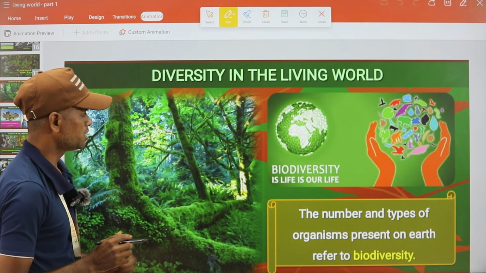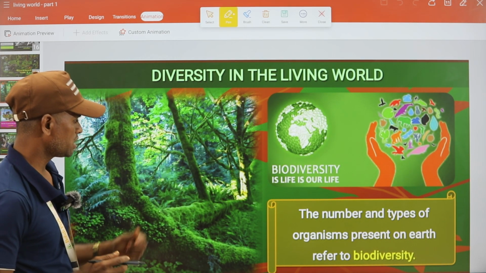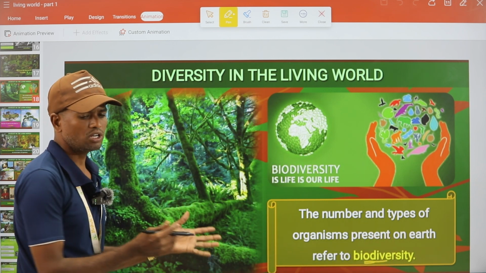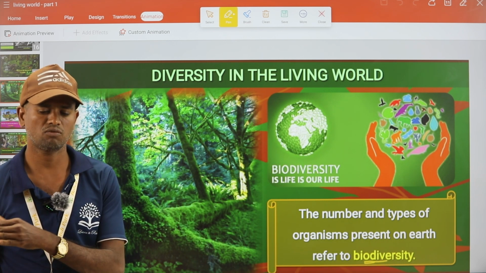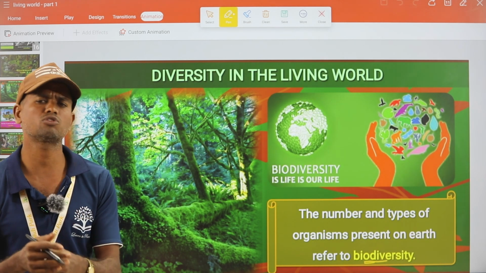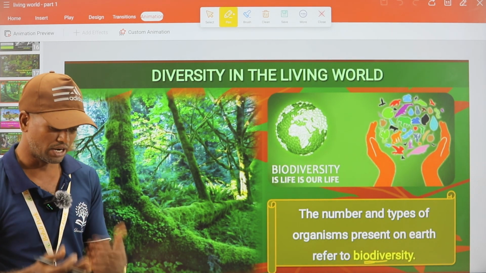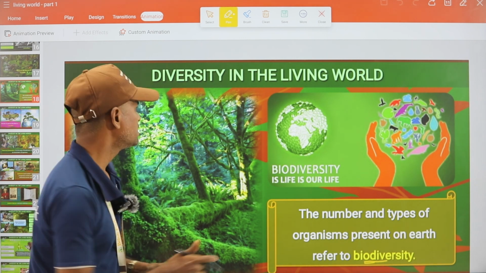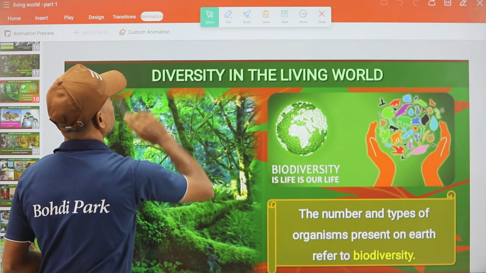Right? So the number and types of organisms present on earth refer to biodiversity. Particularly the forest ecosystem, the water ecosystem, various types of ecosystems are there. Depending upon the environmental conditions, organisms are going to survive. Okay. So next.